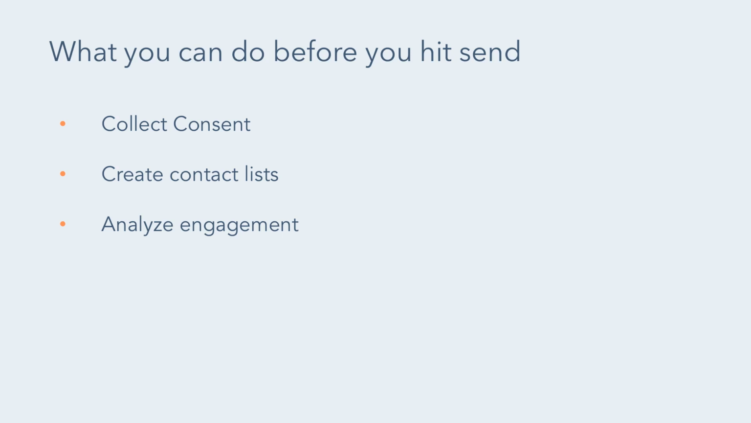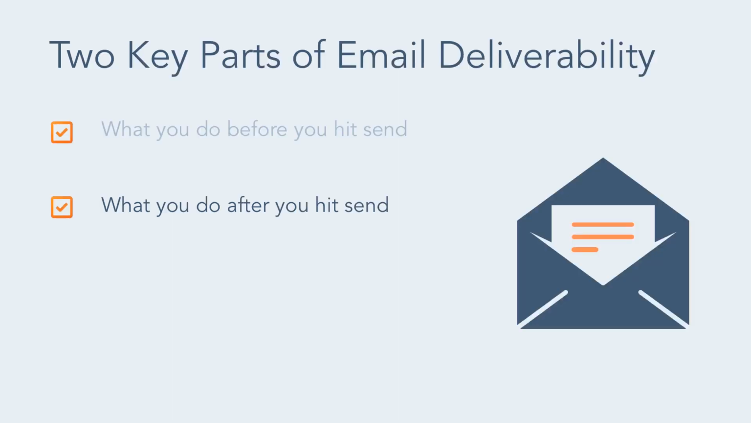First, collecting consent. Second, creating your contact lists. And third, analyzing engagement. Now that you know what you want to do before pressing send, it's time to focus on what happens after. How are your emails performing, and how can you continually take control of your email deliverability strategy to be growing your business through email?